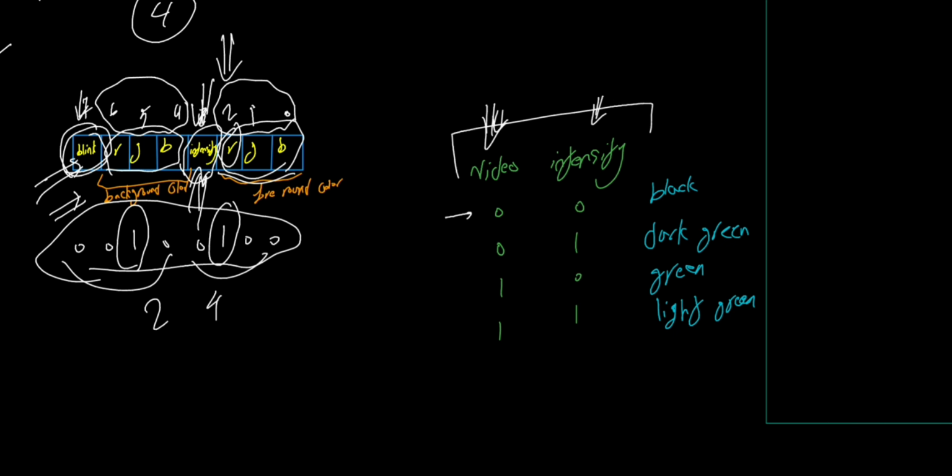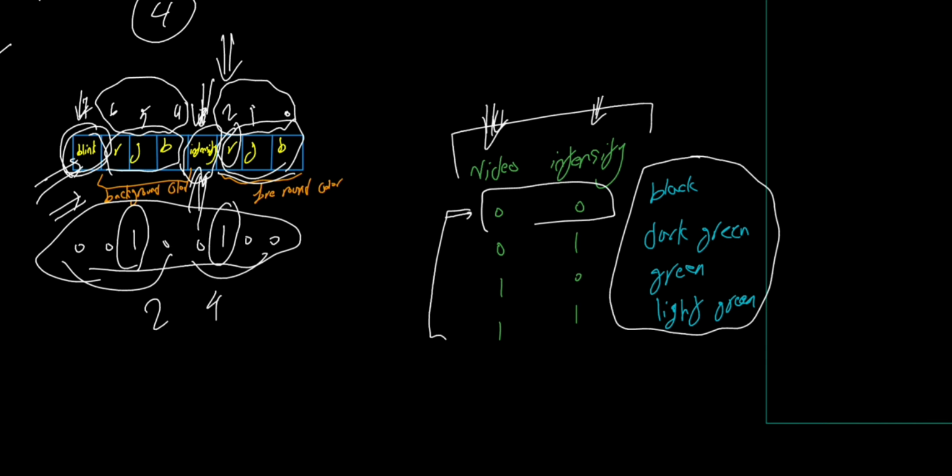So depending on the values on the video and intensity, we would have 4 different colors. You could understand why we would have such a thing, because it gives us more colors. It gives us 4 different colors. So if you have 0, 0 on the video and intensity, the monitor would only show black. If you have 0, 1, dark green, and then 1, 0, you would have green, and light green would be 1, 1 on the video and intensity.